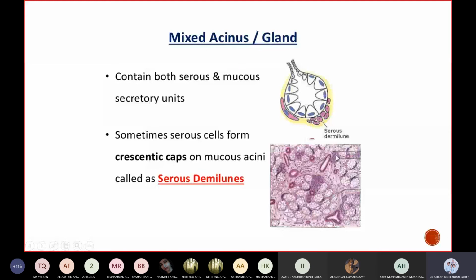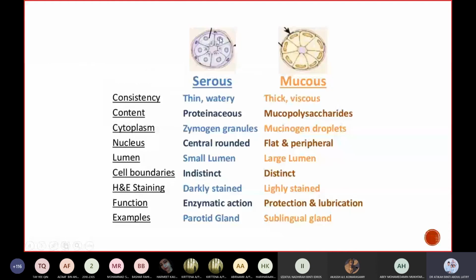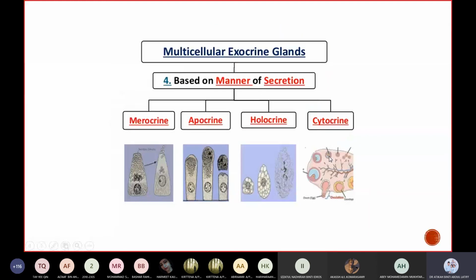Okay, so this is again just a table showing what is the difference. Rounded shape nucleus, flattened shape nucleus, bigger lumen, smaller lumen, and they have zymogen granules in the serous acini or glands, and then they are also darkly stained in the serous, and mucus is more lightly stained. And for action, the serous secretion usually is more for enzymatic action. For mucus, it's more for protection and lubrication.